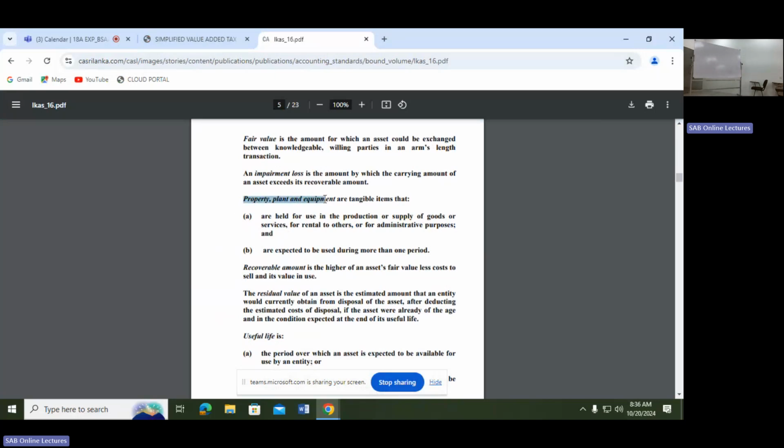Property, plant and equipment are tangible items that are held for use in the production or supply of goods or services, for rental to others, or for administrative purposes, and are expected to be used during more than one period. So this is the definition for PP&E.